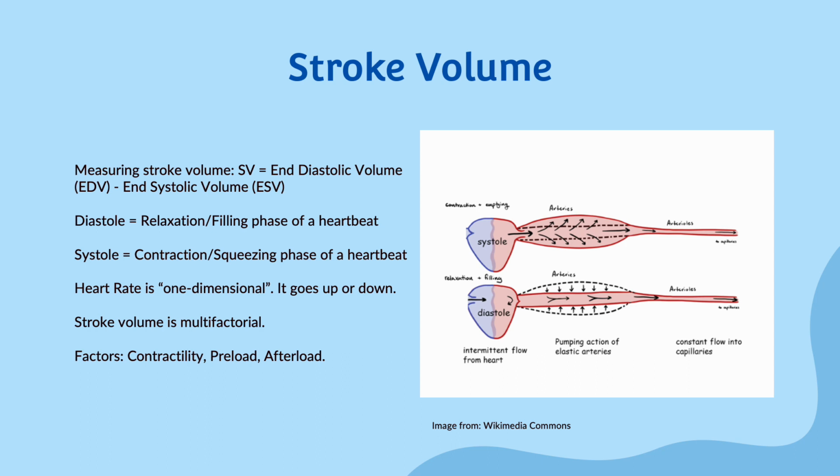The stroke volume is determined by the difference between the amount of blood that is in the ventricles at the end of diastole, known as the end diastolic volume, and the amount of blood that is expelled during systole, known as the end systolic volume. To calculate stroke volume, you simply subtract the end systolic volume from the end diastolic volume.